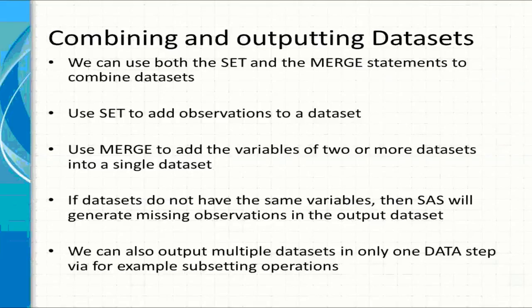Now, combining and outputting some data sets, we can use both the set and the merge statement to combine data sets. Use set to add observations to a data set, perhaps from another data set. Use merge to add variables of two or more data sets into a single data set. It's a bit like a join in SQL terms. If data sets do not have the same variables, then SAS will generate missing observations in the output data set. So this is important to bear in mind. We can also output multiple data sets in just one data step via, for example, subsetting operations and using the output statement, which we've already covered briefly.